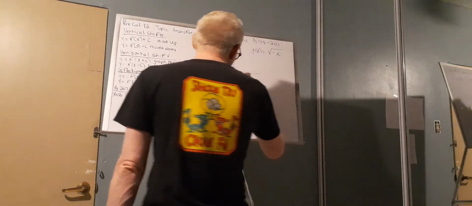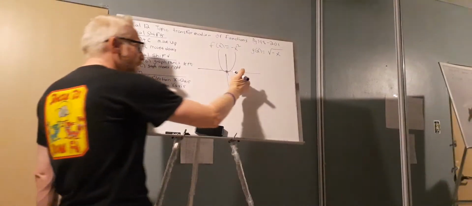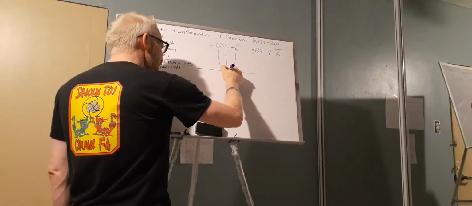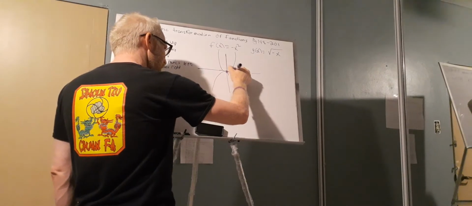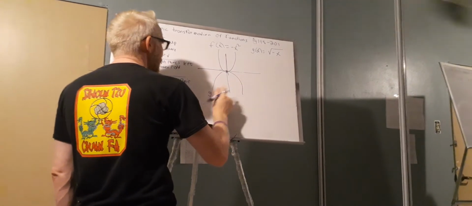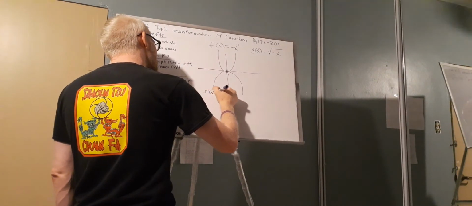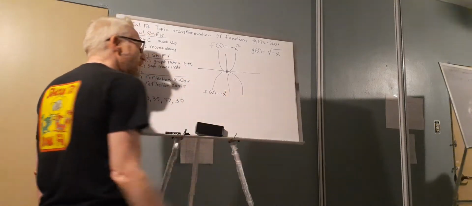So what we're going to do, just to recap, is we're going to take this and flip it upside down. So the reflection across the x-axis is basically this, okay? And this is your graph of f of x equals negative x squared. And there you go.